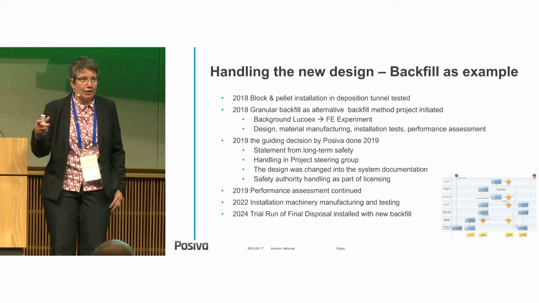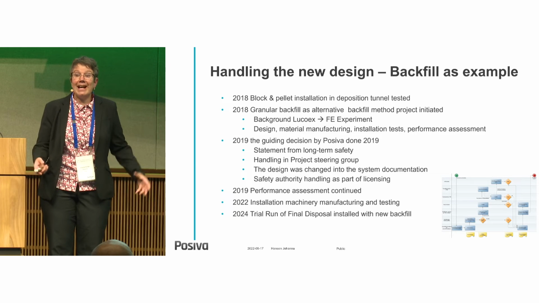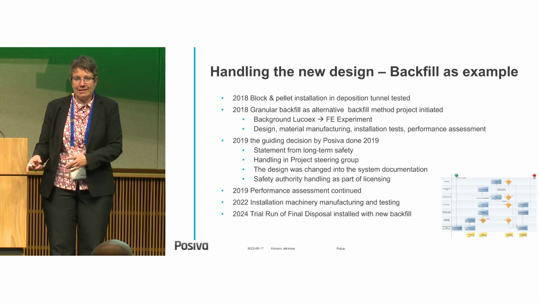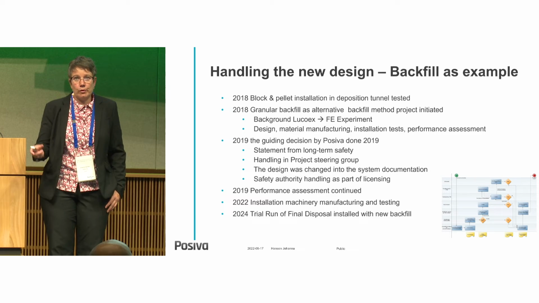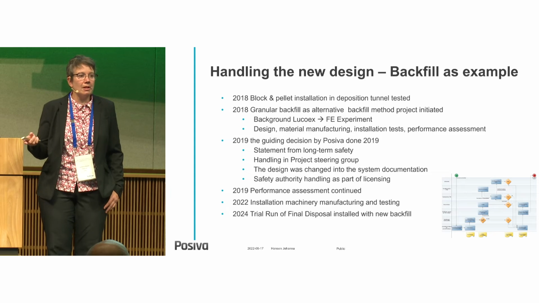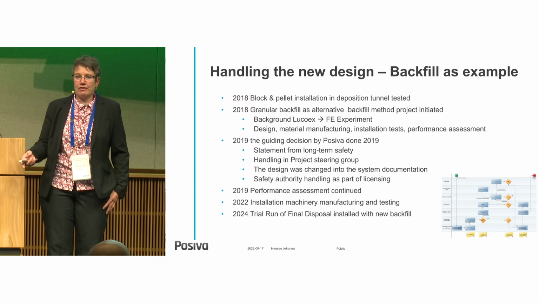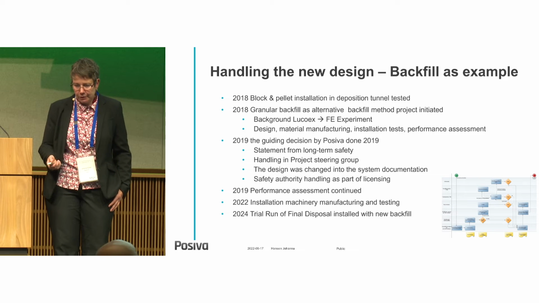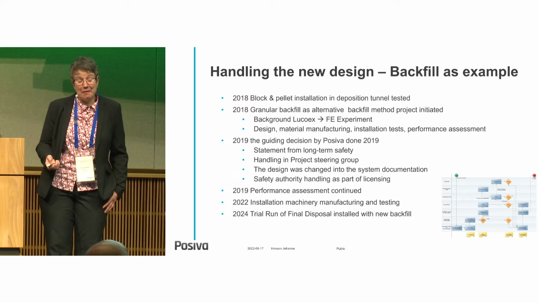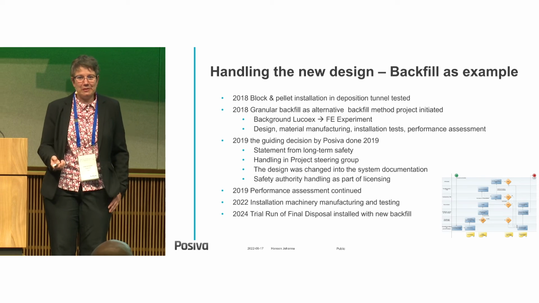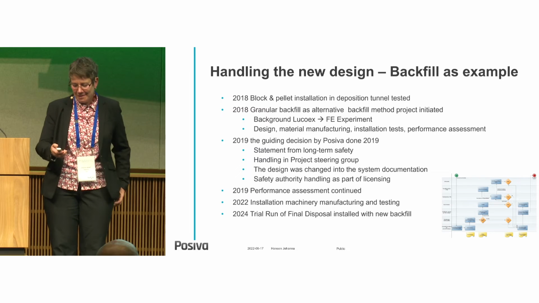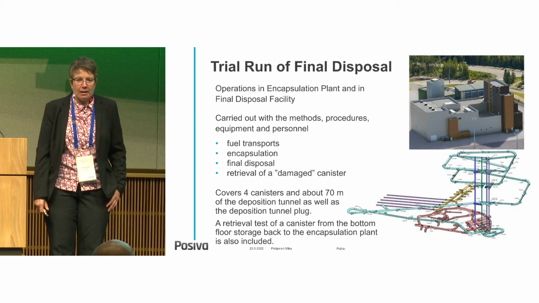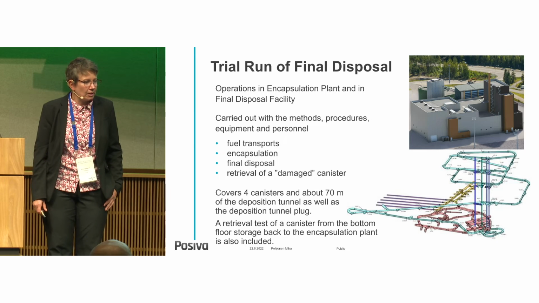And currently, we are already manufacturing the actual machinery for the operating period, and we will test the granular backfill above the surface during this autumn, and then the next phase is to make the tests underground as part of the trial run for final disposal. Yeah, so that's a very fast explanation of the change management, and Anne will continue a bit of that tomorrow. I have mentioned the trial run for final disposal a couple of times.